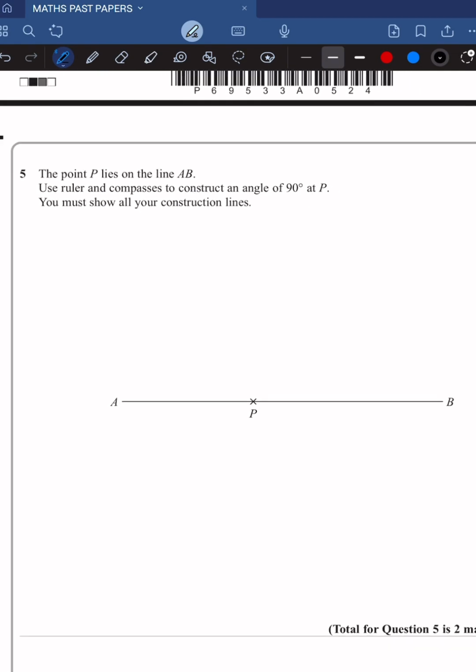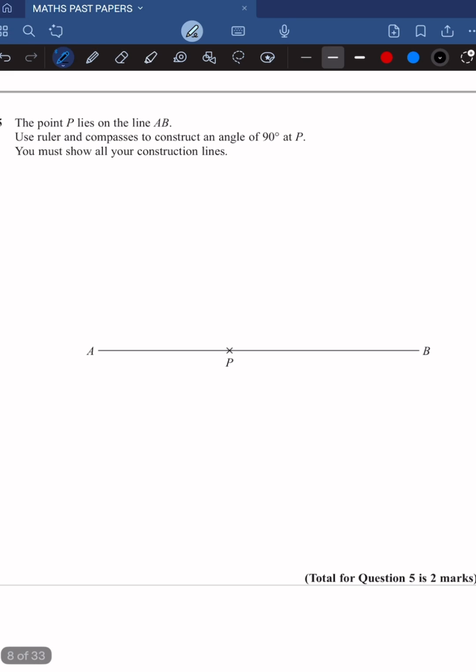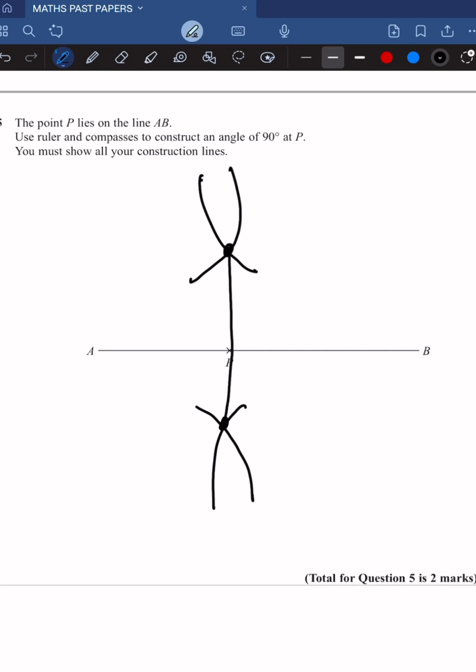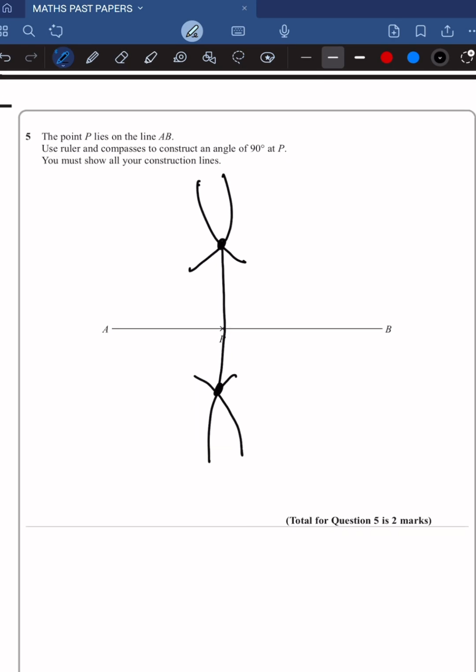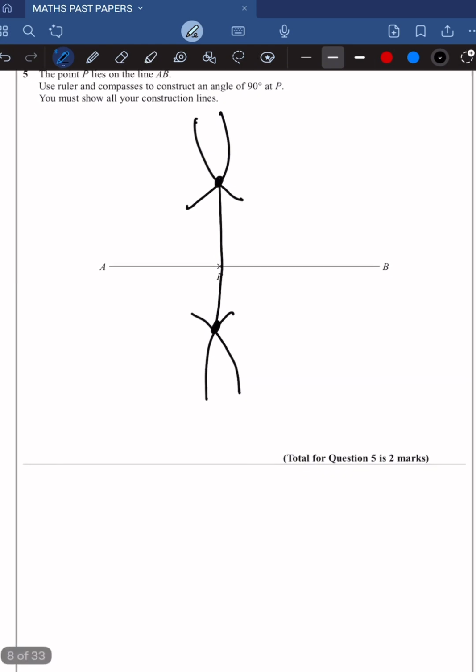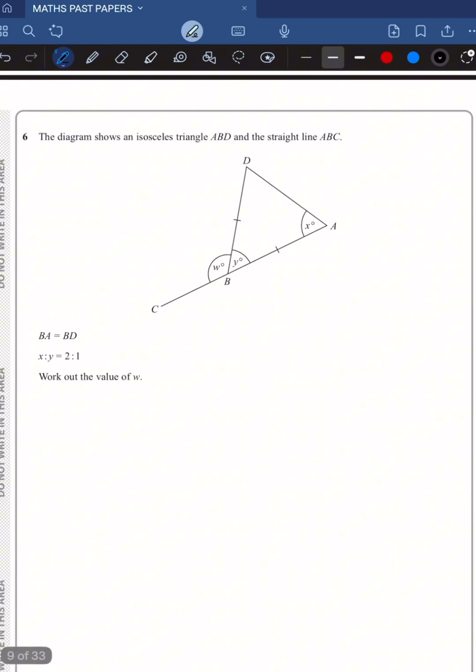The point P lies on the line AB. Use ruler and compasses to construct an angle of 90 degrees at P. What we're going to do over here is put the point of our compass over here. Draw 2 lines that go like this from here, 2 lines below it as well. And we draw a straight line through here. That will go around here. Of course it'll be a straight line, but because I'm doing this freehand it looks a bit wonky, so of course use a pencil and ruler.